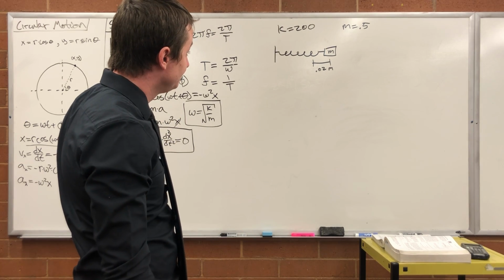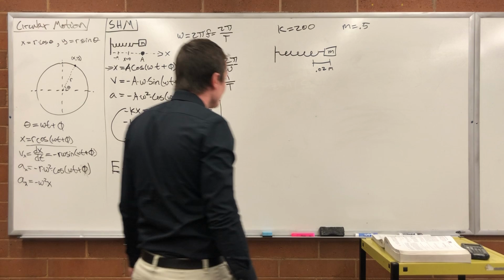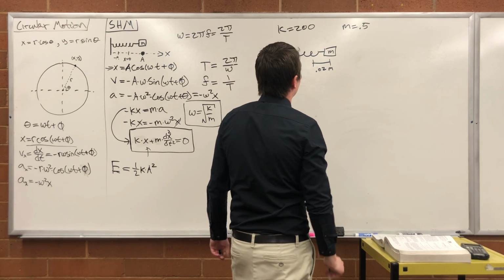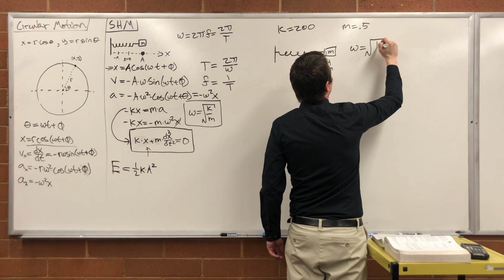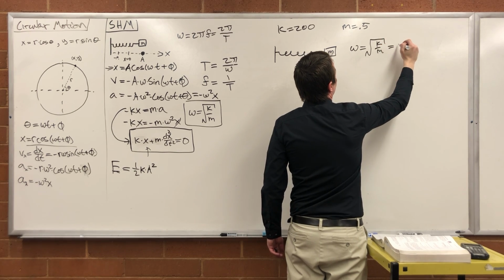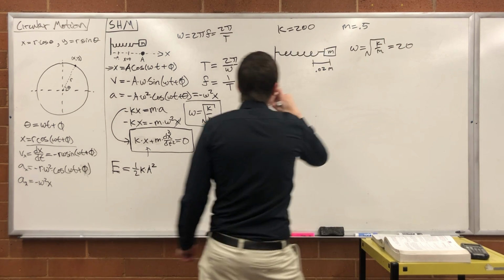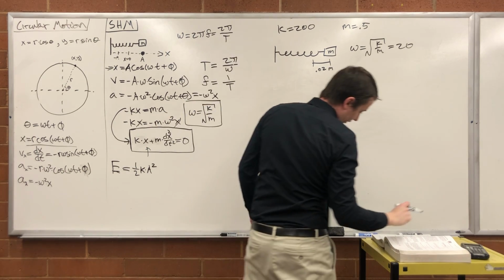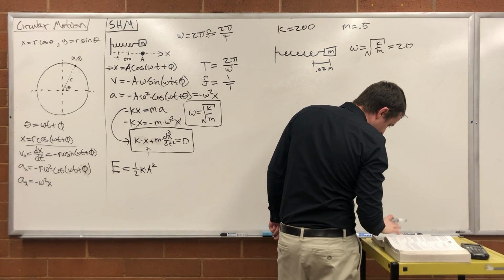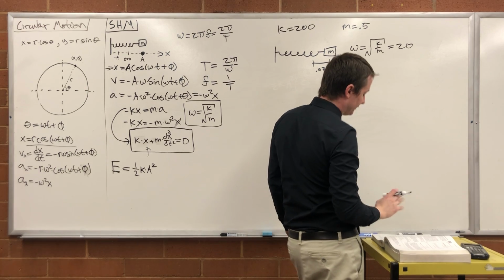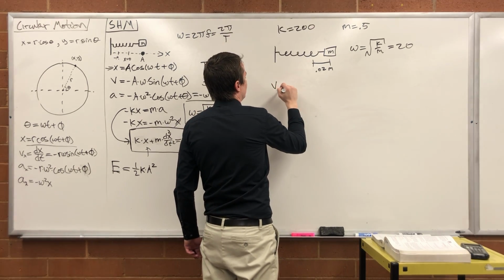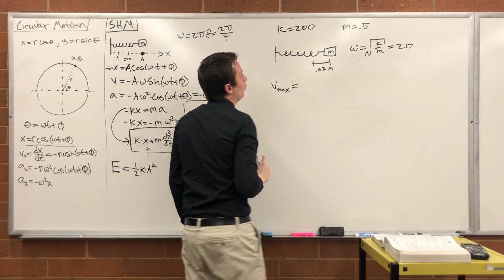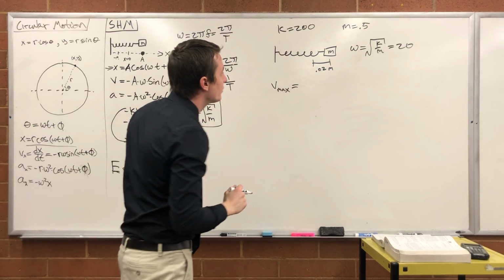You also know your omega. And we also calculated our omega, which was equal to the square root of k over m, which was equal to 20, right? Yeah. Okay, so now they want us to calculate a whole slew of things. Find the maximum and minimum velocities attained. So V max: what is the max velocity that the thing attains?